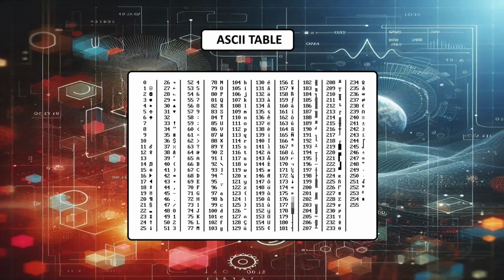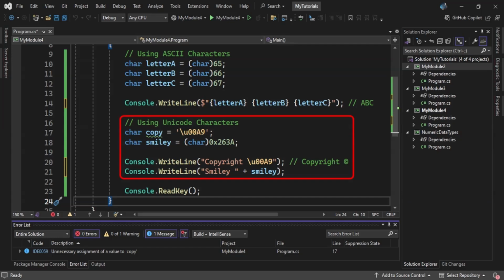Nowadays, we prefer to use the more modern universal character set, or Unicode. Unicode contains up to 140,000 characters from different languages around the world. The first 128 characters are the same as those in the ASCII table. To use Unicode characters, we can use the escape character \U followed by the character's hexadecimal code. Alternatively, we can cast the hexadecimal value to a character by using a 0 and X before its hexadecimal value. Here, hexadecimal value 00A9 is the copyright symbol, while 263A is a smiley face character.